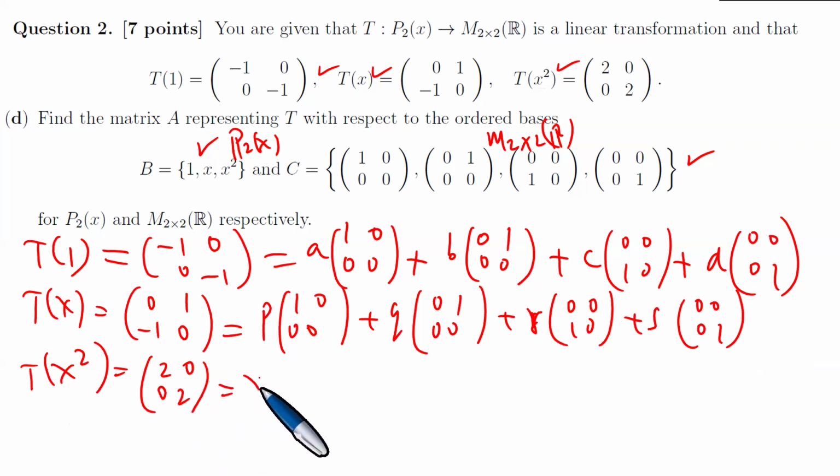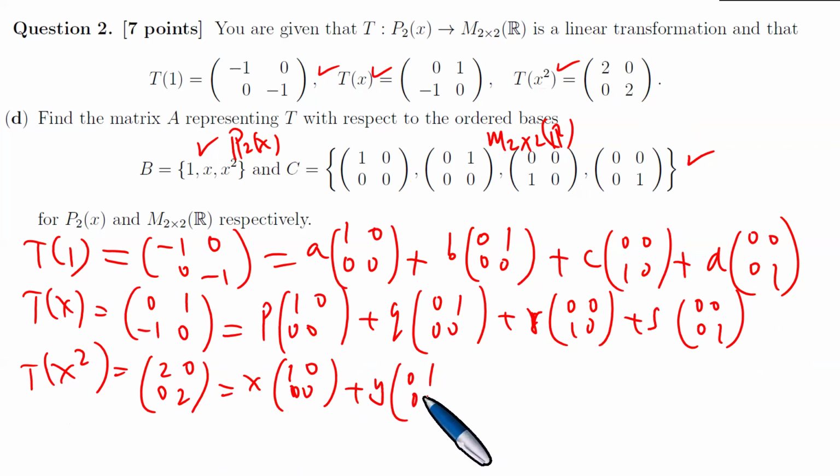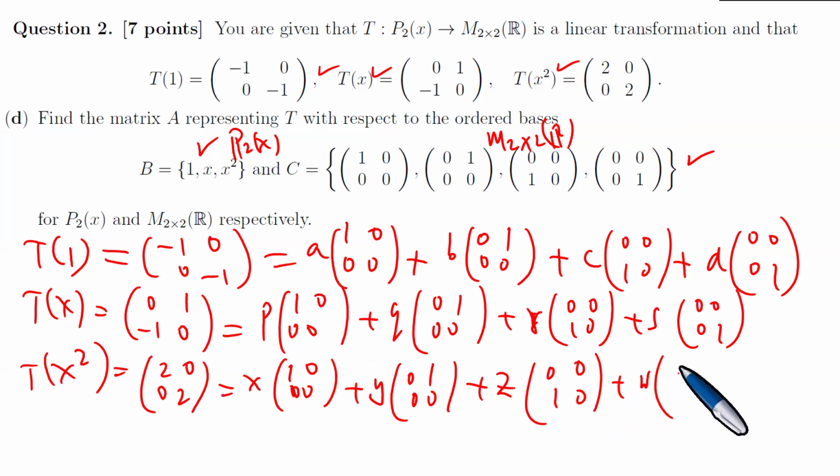Now we can write the last one. You can write X times the first one, 1, 0, 0, 0, Y times 0, 1, 0, 0, Z times 0, 0, 1, 0, and W times 0, 0, 0, 1. If this is the case, can you see any patterns so that we can do this quickly? We must solve these systems, and if we solve them, we will get the answers.